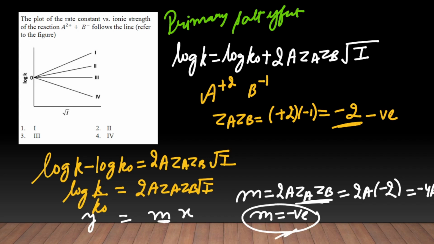So from the given curves, if you see first, second, third and fourth, the fourth is the one. If you see a plot of log of k versus the root of the ionic strength, you are getting a negative slope value. This is minus 4A. So that means the fourth is the correct curve for the given aqueous solution. So fourth becomes the correct answer, right?